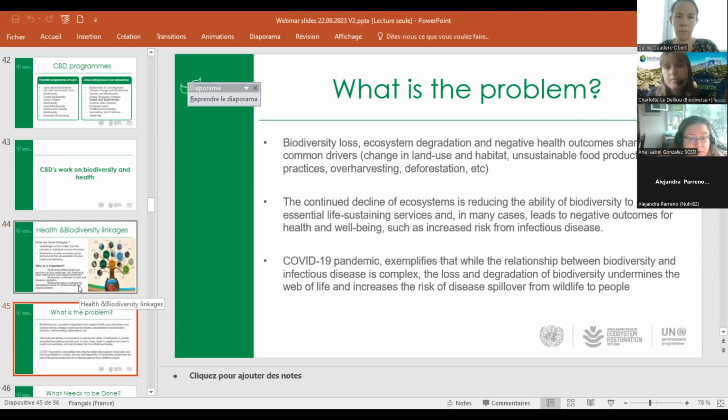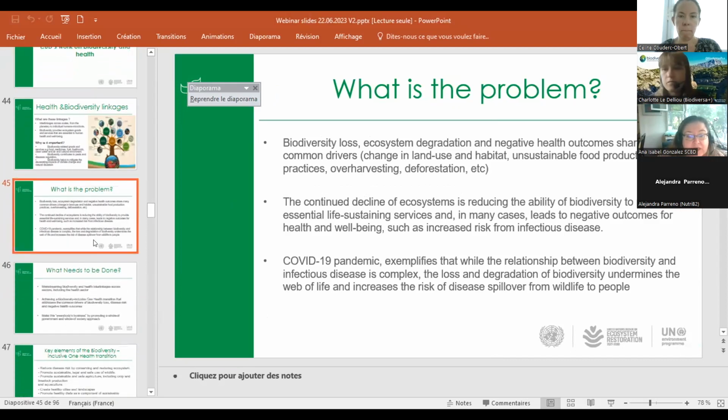So what is really the problem? The CBD parties have recognized that biodiversity loss, ecosystem degradation, and negative health outcomes share many common drivers. That gives a clear message that by tackling these drivers, biodiversity and health, as well as their co-benefits, could improve. The COVID pandemic has exemplified the relationship between biodiversity and infectious diseases, and has raised awareness of these important connections. If biodiversity continues to decline, its ability to provide essential goods and services for people's well-being and health will decline. So the message is very clear: there is no human health without biodiversity.